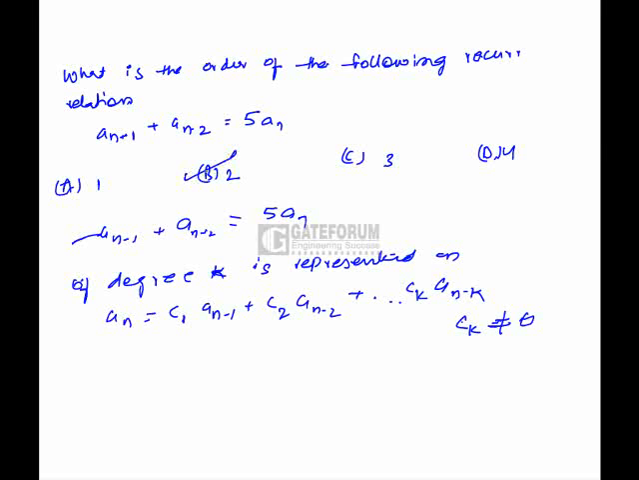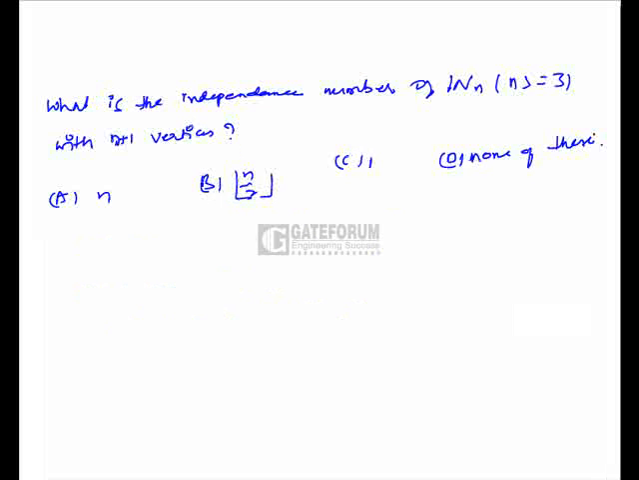What is the independence number of wheel graph Wn with n plus 1 vertices, where n is greater than or equal to 3? Here 4 options are given, and we have to select the correct option. In order to solve this problem, first of all we need to know what is independence number. Independence number is nothing but the size of the largest independent set.